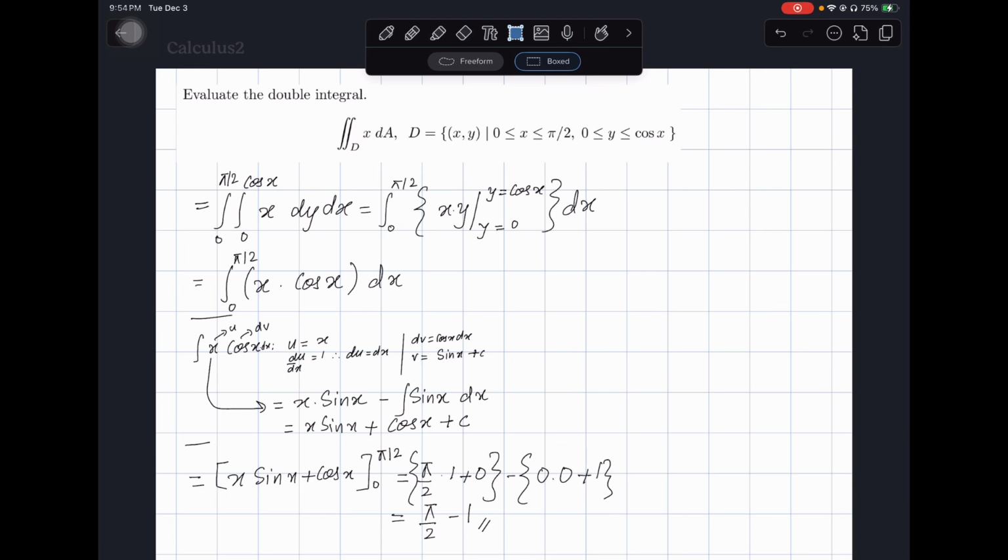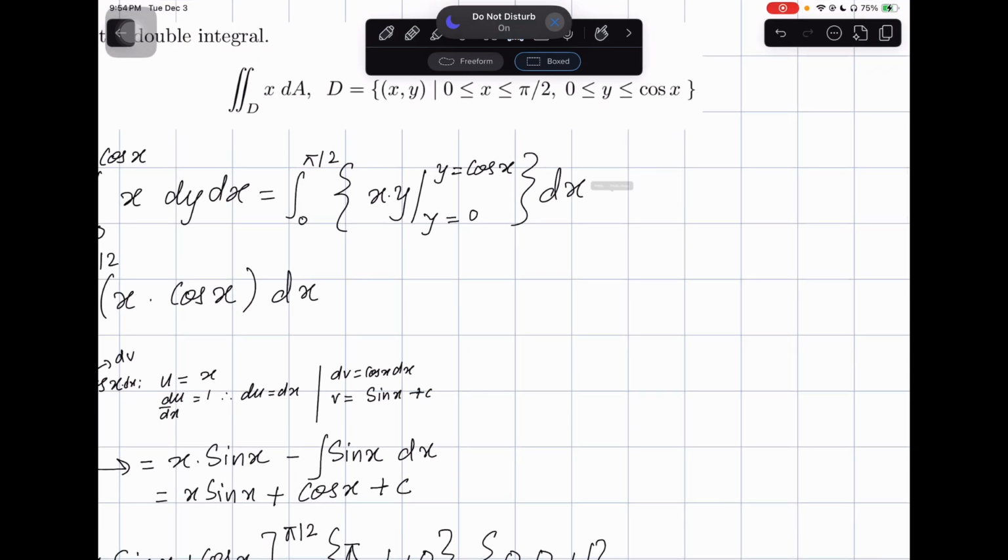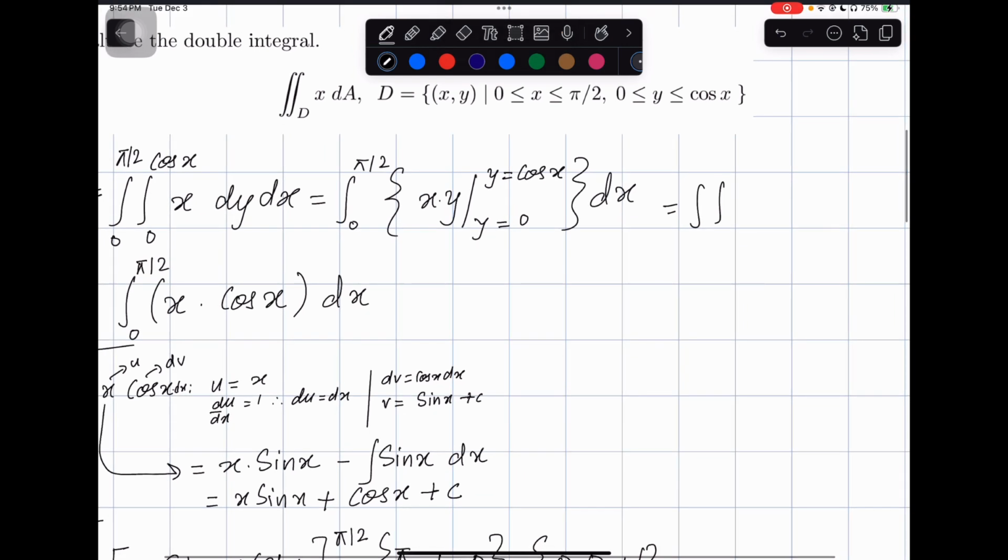So, there are two options here. The option that I have here is one of them. The other being, you could flip the order. What I'm trying to say is, if you look at it this way, 0 to pi by 2 and 0 to cos x, which means now it's going to be dx dy.